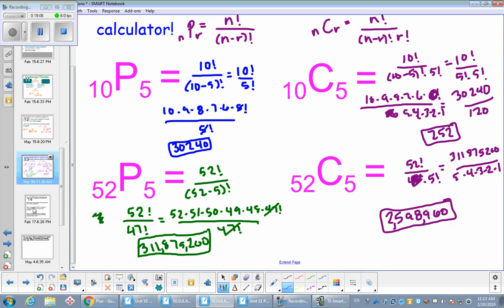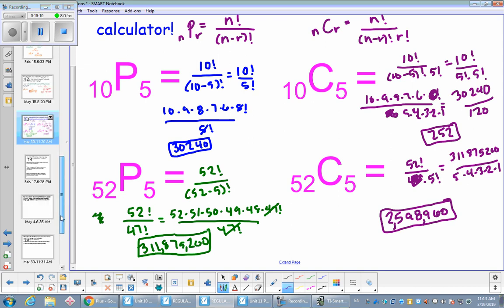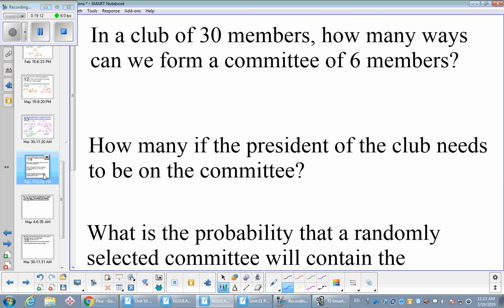All right, so the last two I'm just going to walk through. We're not going to do them since now you know how to do them by hand. I'll show you how to use the calculator. So I just want you to first identify whether it's a permutation or a combination. So in a club of 30 members, how many ways can we form a committee of 6? So that would be a combination because I'm not selecting position, so it'd be 30C6.